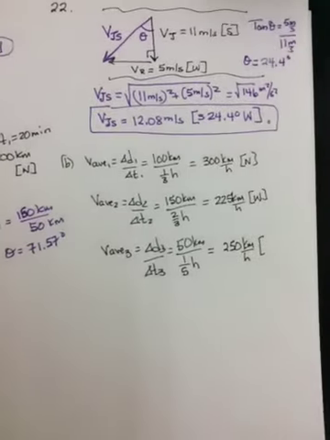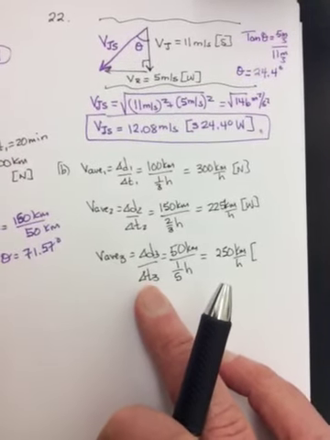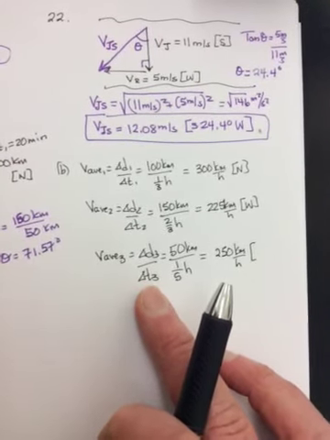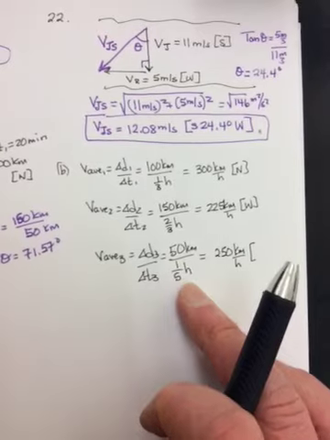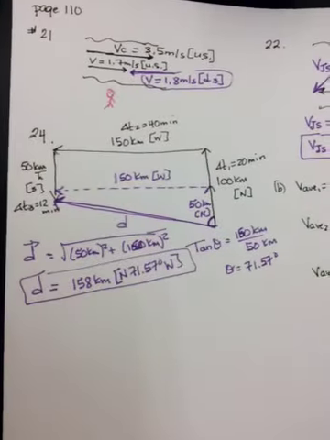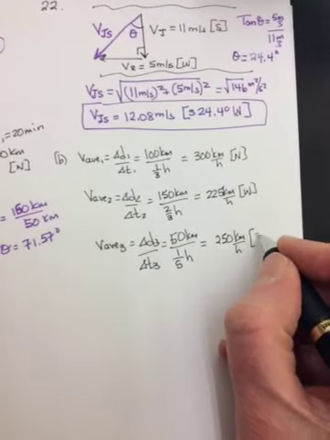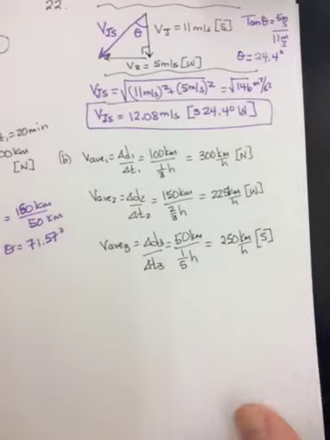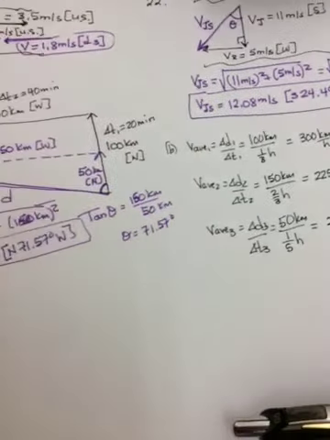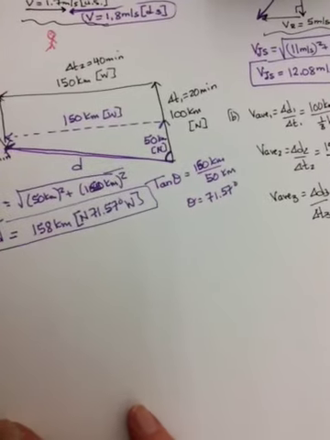Okay, so where the last video ended was right here. We were finding the velocity of the third section of the trip. 50 divided by a fifth of an hour gave us 250 kilometers per hour, and it was going south. So this is the end to part B of number 24. And then part C says calculate the average velocity for the total trip.